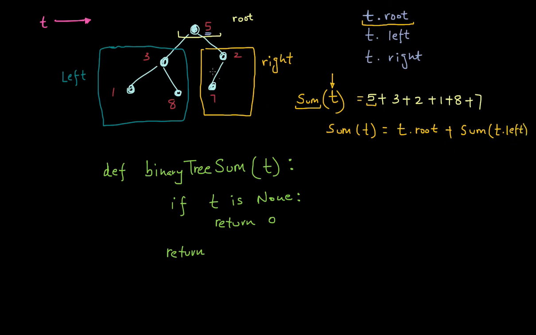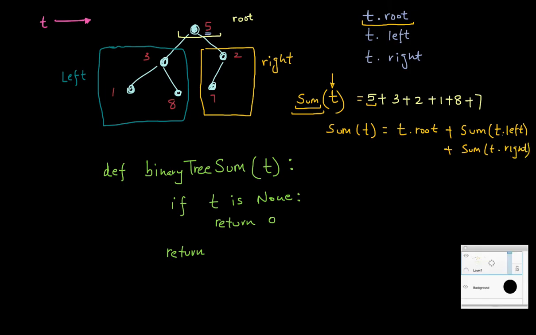And then how do I compute every single item in the right hand side of my tree, the right child of my tree? I'm going to invoke the same method again, but now in place of t, I'm going to pass in the right child of t, meaning it's going to be sum t dot right.